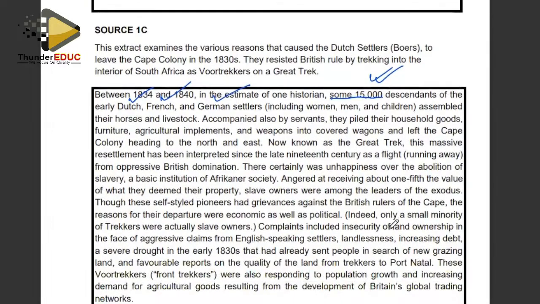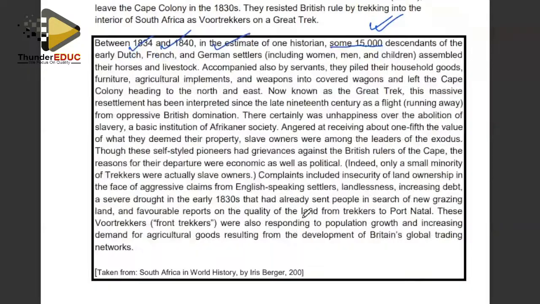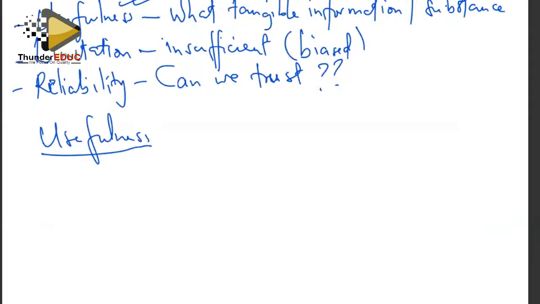Right. It's also giving us the reasons for the Great Trek. Why did they move? They were angered at receiving one-fifth value of what they deemed their property. Slave owners were amongst the leaders of the Exodus. Right. They were infuriated by the impact of the Ordinance 50. So we are also given reasons why they moved away from the Cape. It's also useful information.